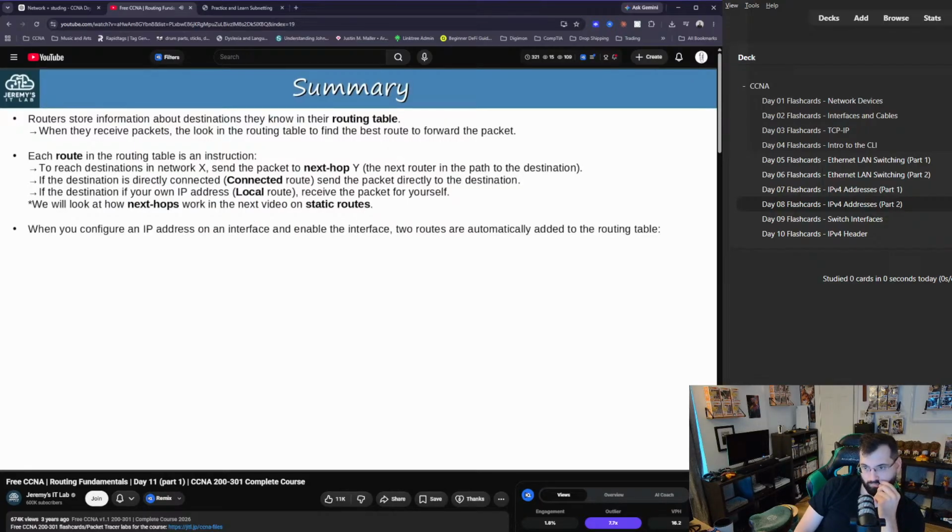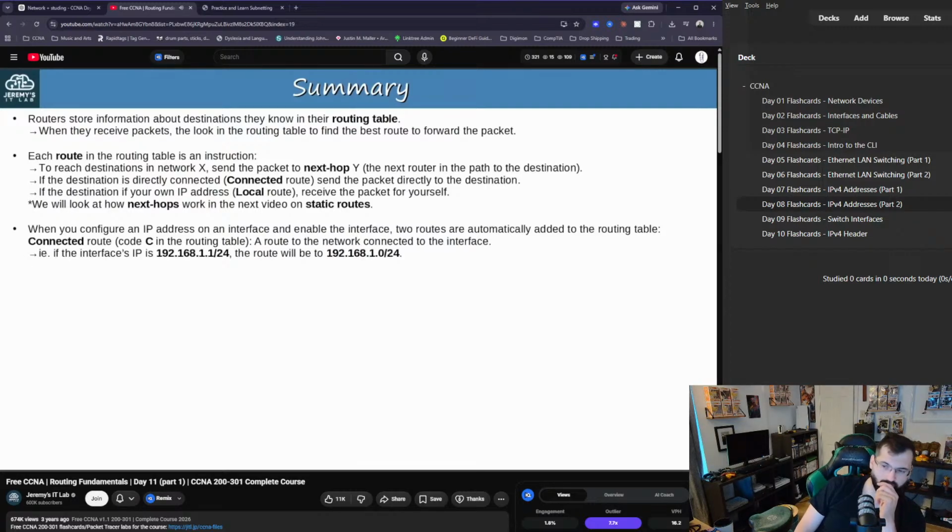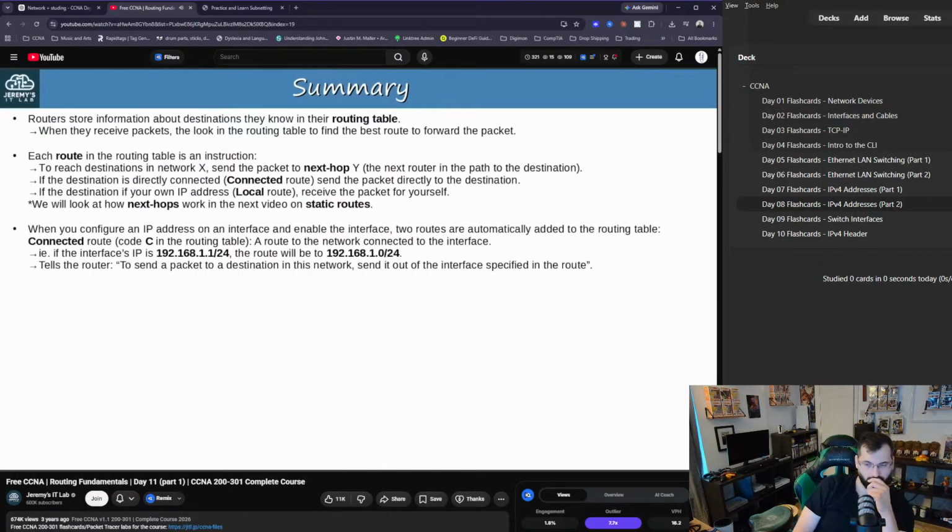When you configure an IP address on an interface and enable the interface, two routes are automatically added to the routing table. The first is a connected route, indicated with code C in the routing table. It is a route to the network connected to the interface. For example, if the interface's IP is 192.168.1.1/24, the connected route will be to 192.168.1.0/24. I'm repeating the point above, but it tells the router, to send a packet to a destination in this network, send it out of the interface specified in the route.